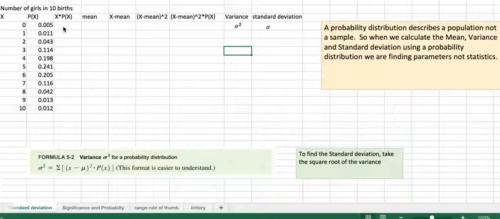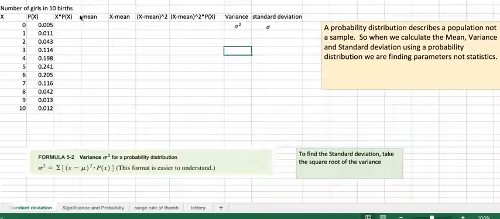When I copied this from my stat lab, all it gave me was the x and the p of x. So according to this formula, I first need to find the mean of this probability distribution, which is the sum of x times p of x. So I'm going to find those products. I'm going to find the mean. Then I'm going to take the value of the variable and subtract off the mean. Then I'm going to square that difference, and then I'm going to multiply the square difference by p of x. If I find the sum of this column h, I will get my variance and then take the square root of the variance to get the standard deviation.